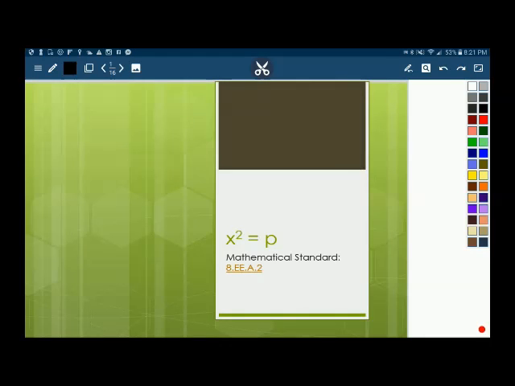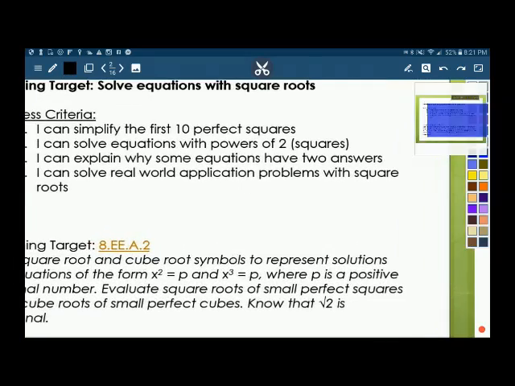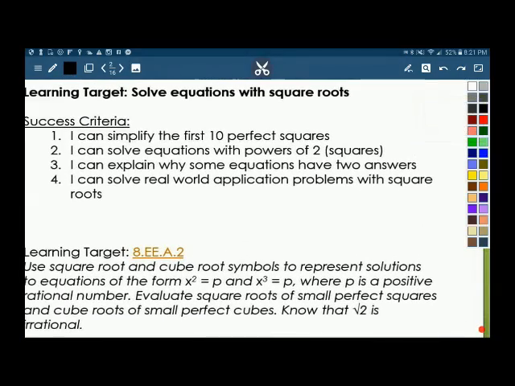Today we're going to be talking about how to solve equations in the form x squared equals p, where p is going to mean just any number really. So we're going to be looking to solve x squared equations. Our learning target today, we're going to solve equations with square roots. When I say with square roots, that's the operation that we're going to be performing on both sides of the equation. To be successful at this, we're going to need to simplify the first perfect squares.